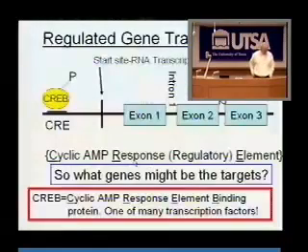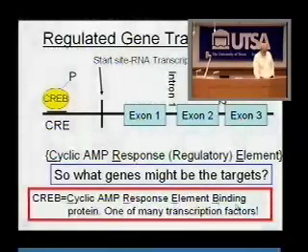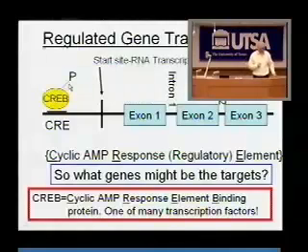So let's see what might happen at a gene when we have regulated transcription by the PKA phosphorylating CREB, cyclic AMP response element binding protein. It is a transcription factor. So the CREB is in the nucleus. It gets phosphorylated by the PKA and is now bound to the cyclic AMP response element or regulatory element on the promoter region upstream of the start site for RNA polymerase binding.